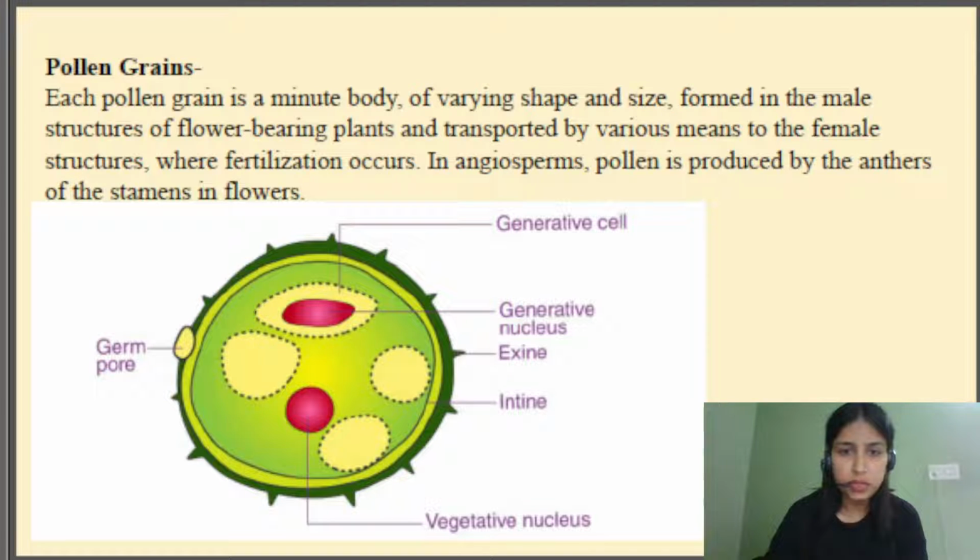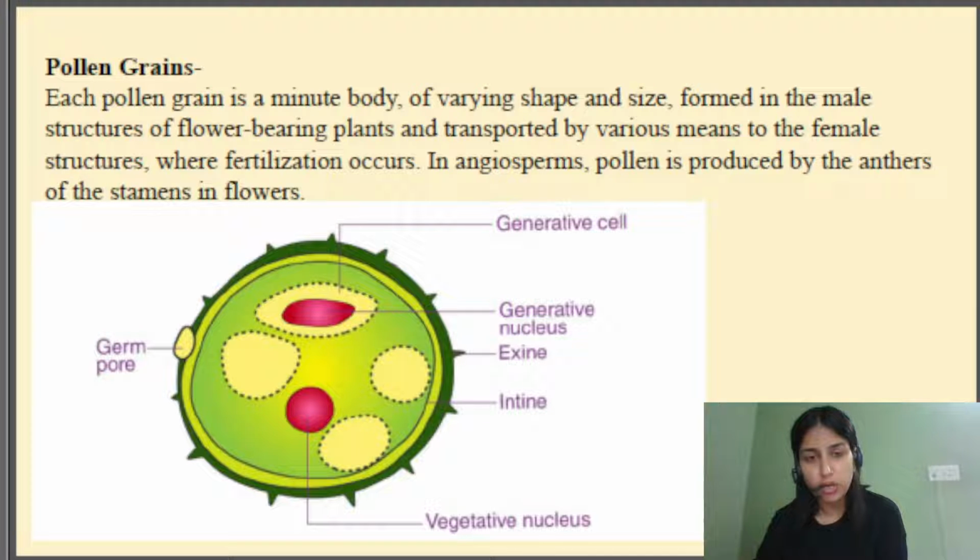Different plant species undergo different mechanisms of transfer from the anther to the stigma of the other flower or the same flower. On the basis of the mechanism that the species follows, they will follow that after dehiscence. Dehiscence basically means the detachment of the pollen from the anther or from the plant body it was attached to. So they are transported by various means to the female structures, where fertilization occurs.